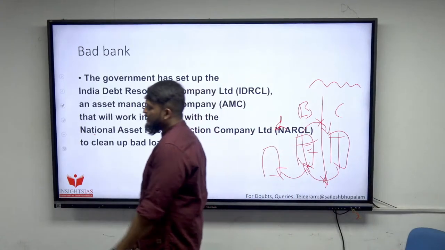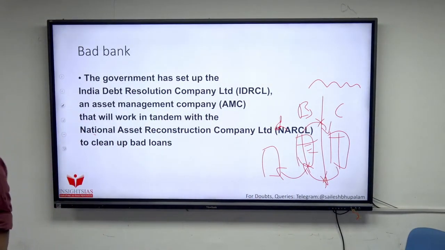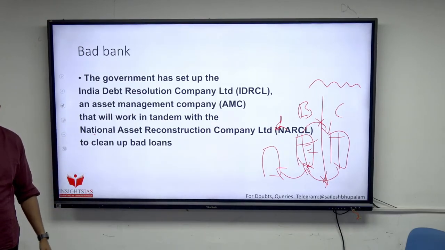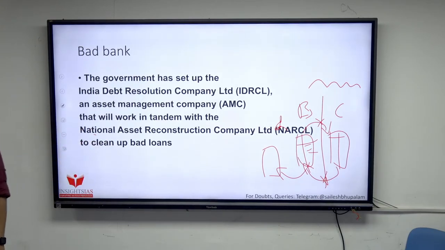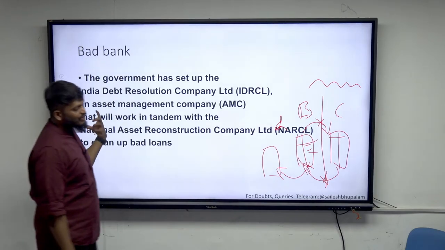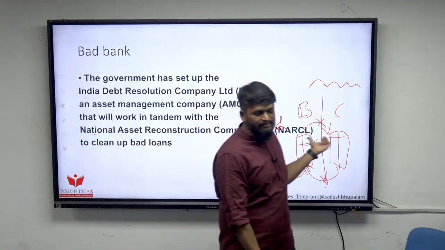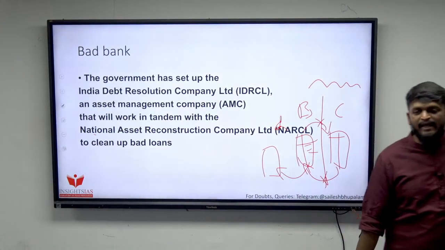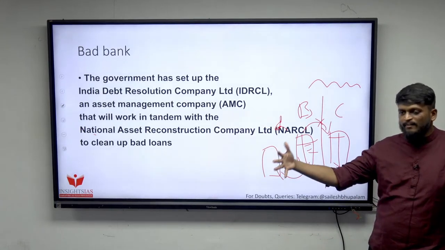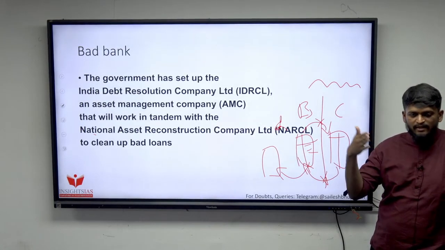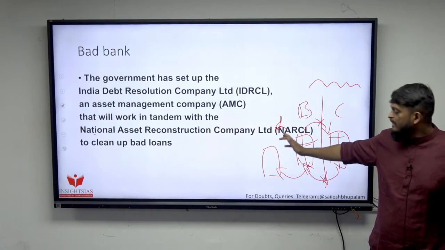But after 2020 we had COVID, and COVID created another serious blow to the economy, and at this point we had no other choice. So we set up a bad bank after 2021. This bad bank's name is NARCL. How will it get enough money to buy all these bad loans? We have used the exact same mechanism that we just discussed. We will create an AMC, and the AMC will create AIFs, and all the people pooling their money will come to the AMC and AIF, and then into this NARCL.